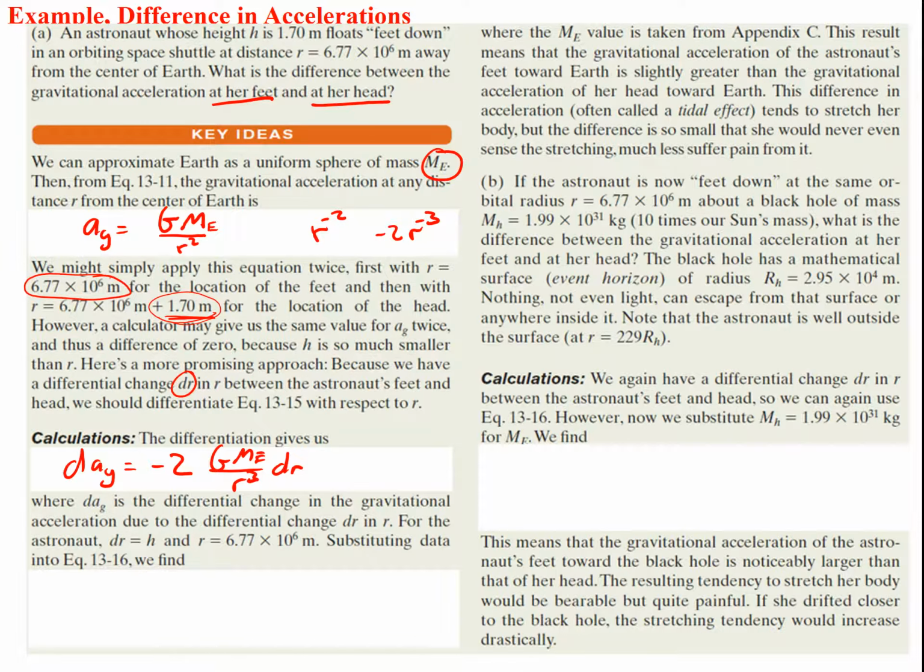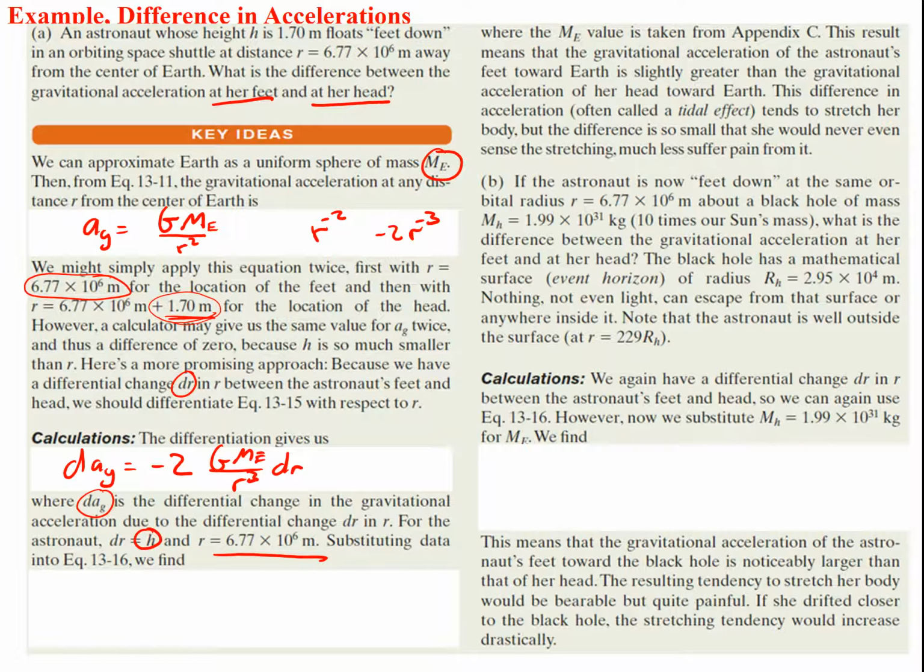Okay, so this dAg is the differential change in the gravitational acceleration due to the differential change dr in r. So that's what we're looking for. Now, for the astronaut, this little dr here is actually h. It's the height of the person. That's that little tiny bit that we're talking about. And we know that r, of course, is going to be this big radius.